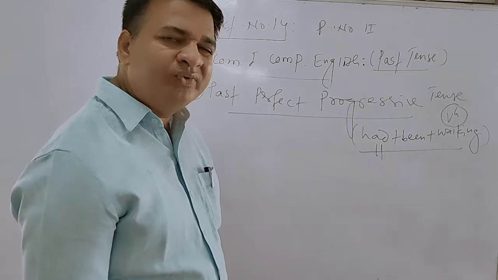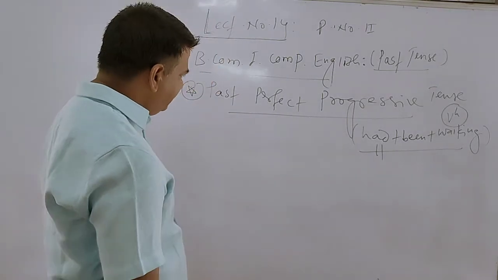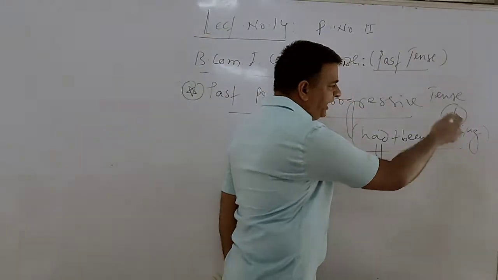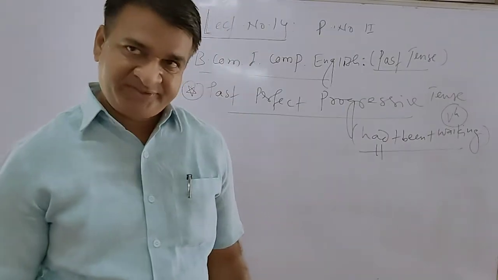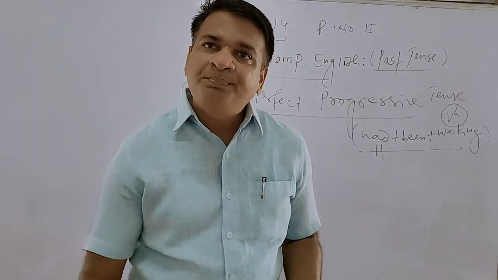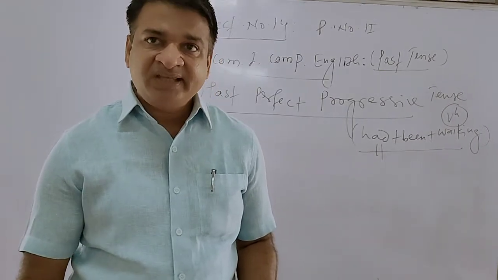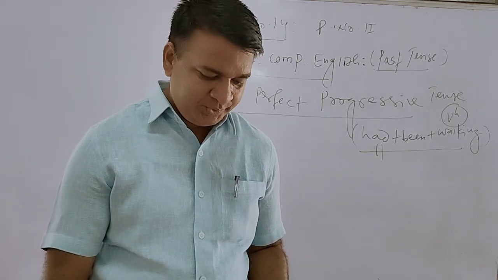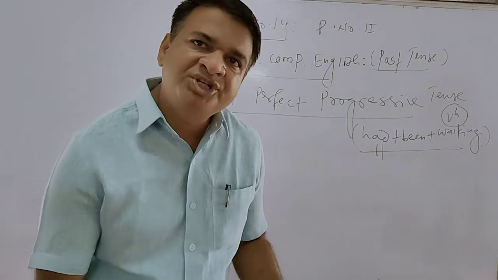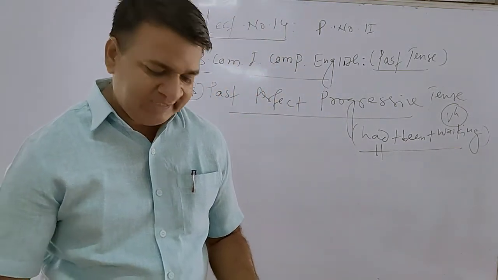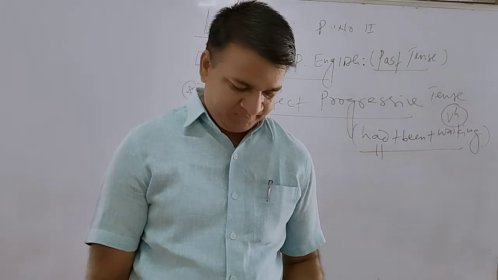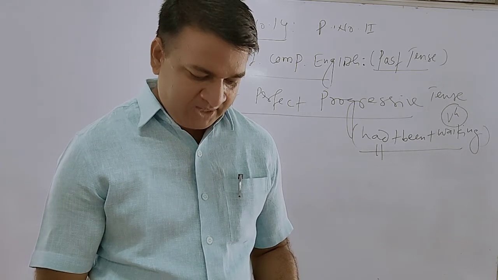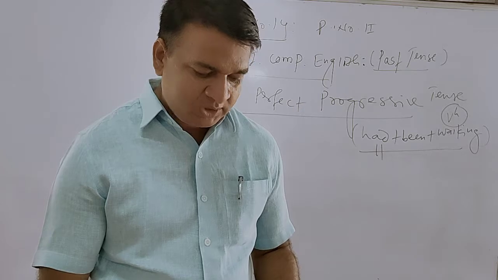Some examples of this type we will discuss. The verb form is had been walking. This is the verb phrase. It is said that the verb in the past perfect progressive tense is used to show that an action which began in the past continued up to a certain time in the past. Means the action which had begun in the past and again continued. In such cases we use past perfect progressive tense.